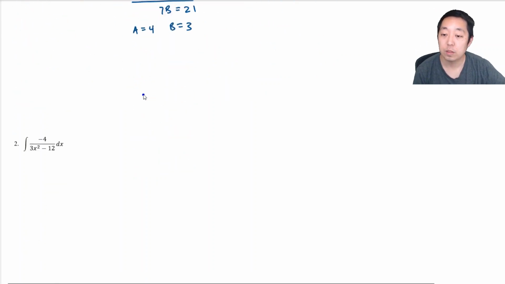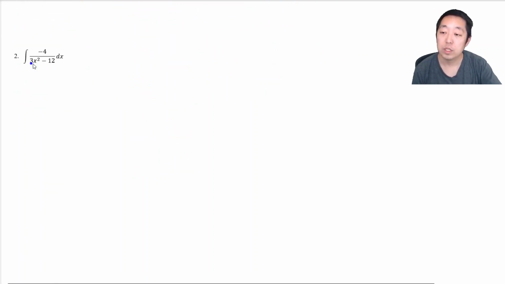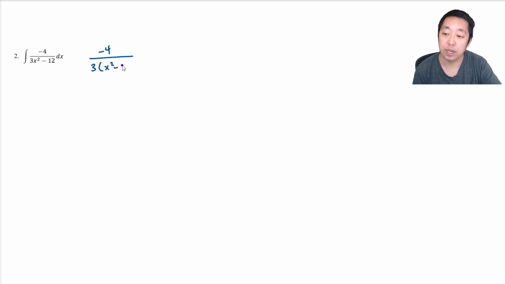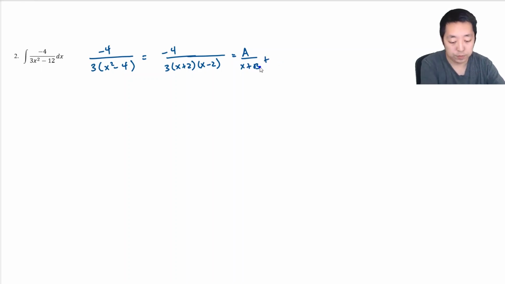Okay, let's look at this one here. Similar thing here, I'm always going to factor first. I'm going to do negative 4. On the bottom, I can factor out a 3. It's going to become x squared minus 4, and then that will factor into x plus 2, x minus 2. Okay, and then that I know is equal to A over x plus 2 plus B over x minus 2 as an example.